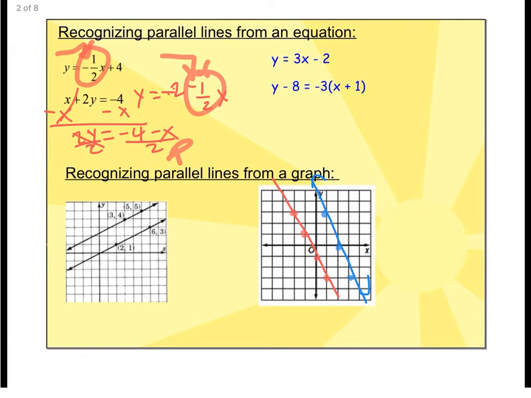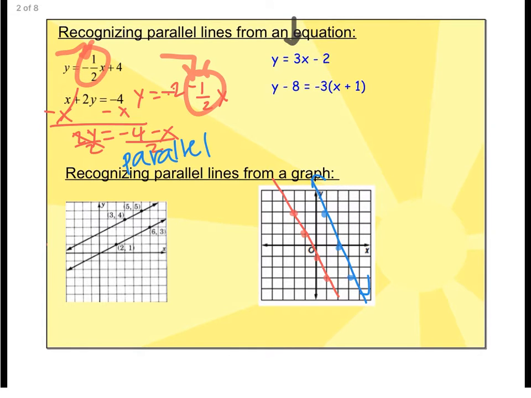I'm going to run out of room here. Hopefully you have more room on your sheet. So let's write yes, parallel. Alright, let's check our next one. Again, I can see my slope in y equals 3x minus 2. It's the number with x, so slope is 3.